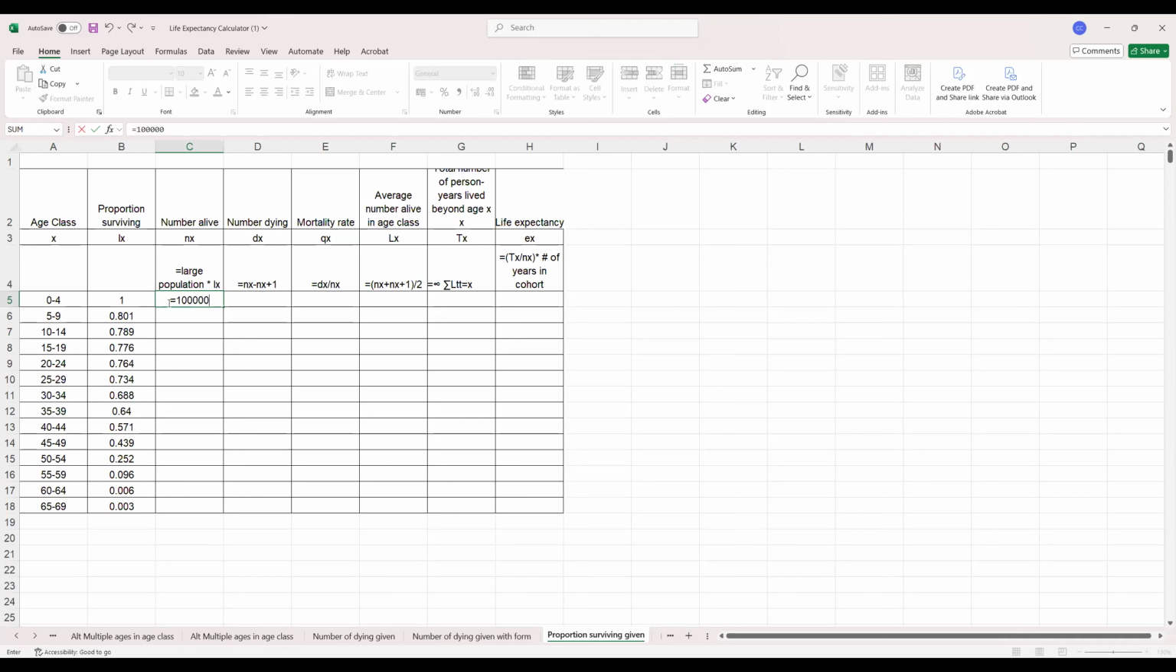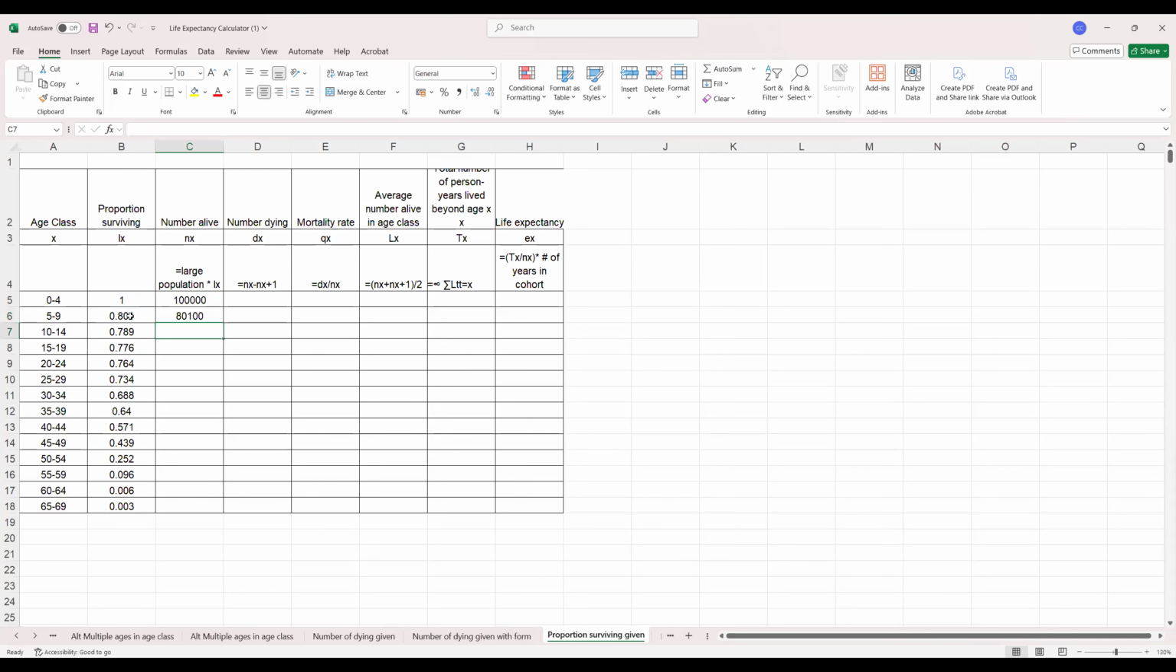Again, you can decide if it's 1,000, 10,000, 1 million, up to you, as long as it's large. Usually, population ecologists work with 1,000 to 100,000 populations for convenience. And then you multiply that with L sub x. So that means that's the number that was born for this cohort. That's your original population size. And then you stick with 100,000 times L sub x for that age class.